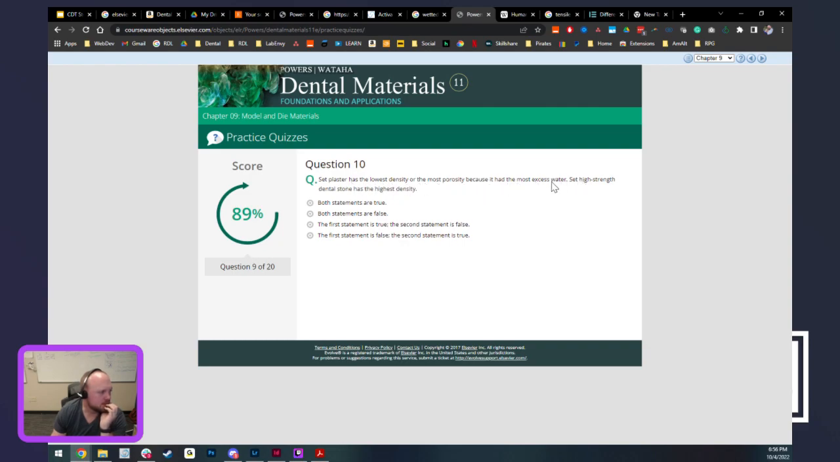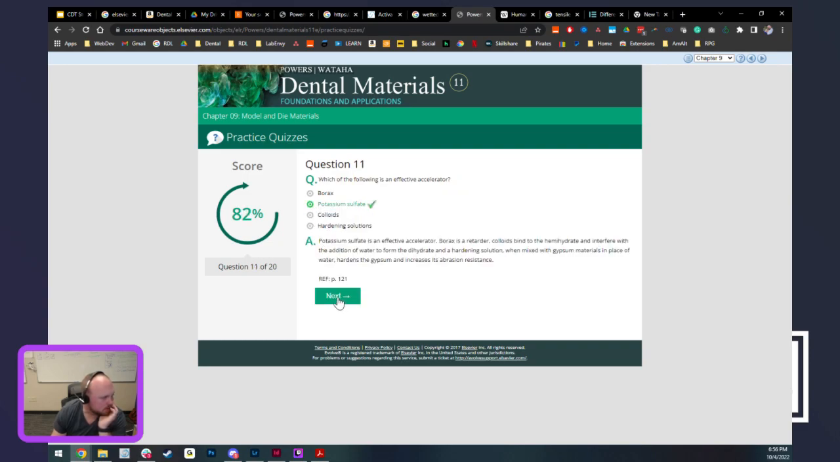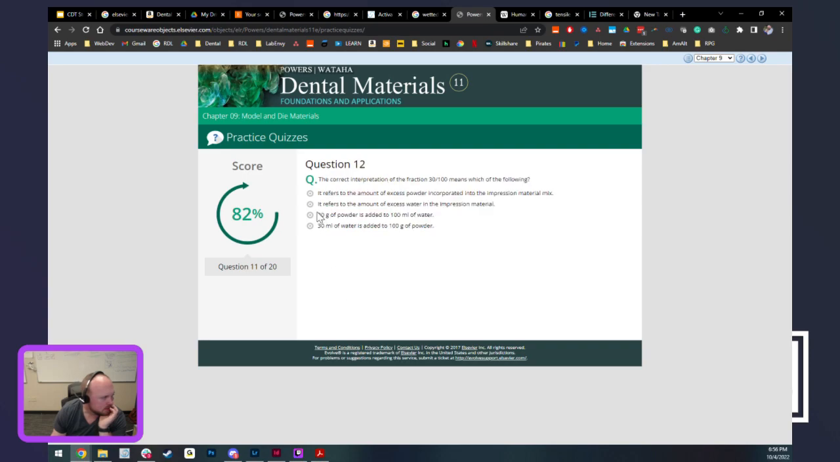Set plaster has the lowest density or the most porosity because it had the most excess water. Set high strength dental stone has the highest density. Nope, I still got it wrong. Potassium sulfate will accelerate. The correct interpretation of the fraction 30/100 means 30 milliliters of water to 100 grams of powder, yep.